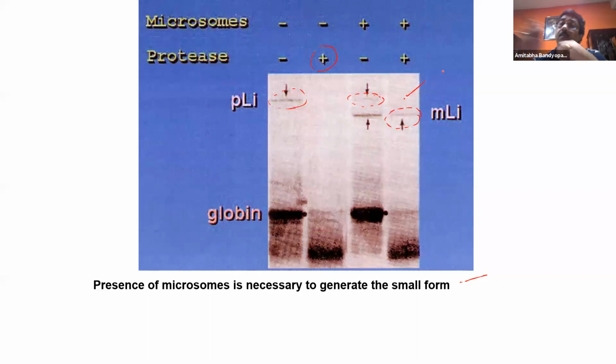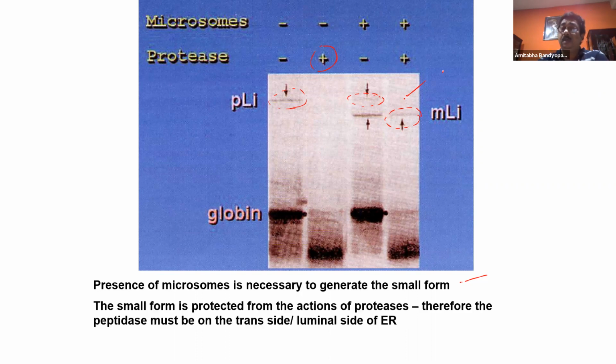Before it gets into the microsome, it is accessible to the protease. Therefore, this experiment proves two things. One, the presence of the microsome is necessary to generate the small form, and the small form is protected from the action of proteases. Therefore, the peptidase must be on the luminal side of the ER, while the larger form is not protected because it is yet to enter the microsome, the luminal space, so the protease can access it.